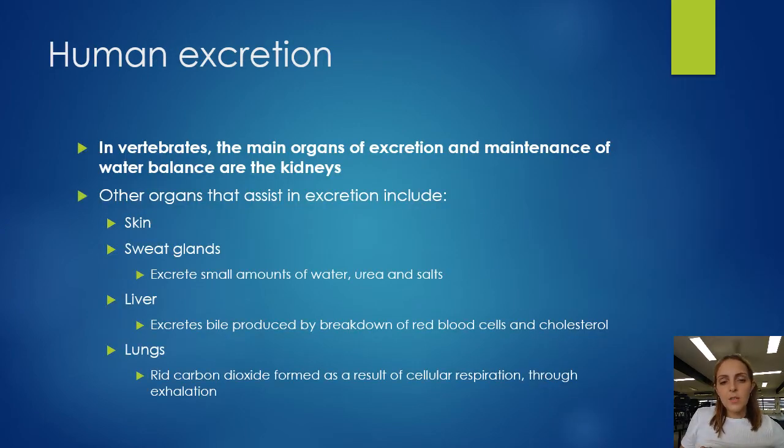We're going to start focusing just on human excretion for the moment. And in vertebrates such as humans, the main organ of excretion and water balance is the kidney. And we're going to spend a bit of time in this PowerPoint looking at the structures within the kidneys. Some other organs that assist are the skin, which we spoke about earlier, and that's because they contain sweat glands, and that can excrete urea, water, and salts in small amounts only.